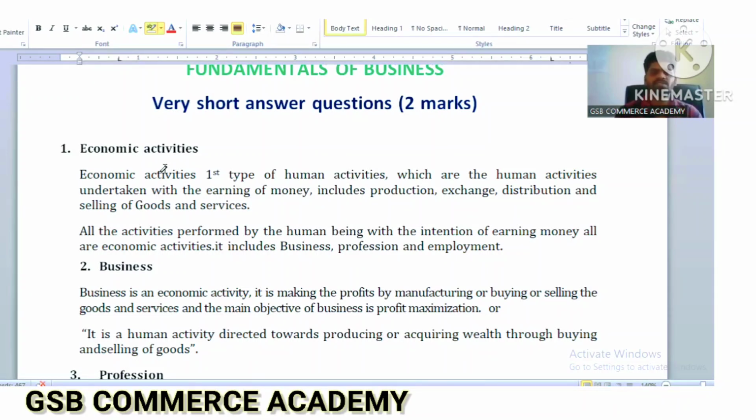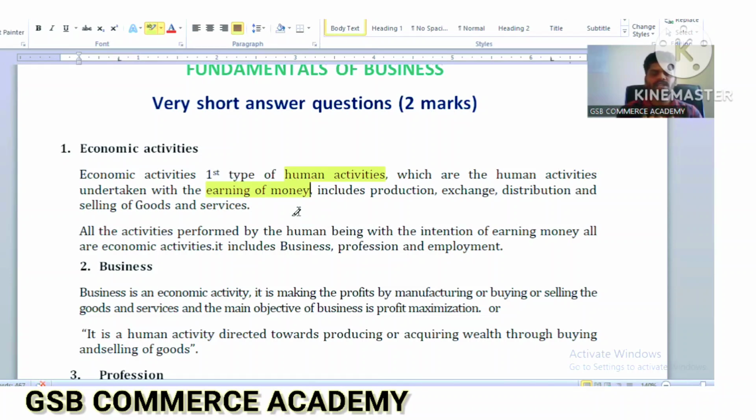Economic activities are the first type of human activities. Human activities are mainly classified into two types: the first one is economic activity and the second one is non-economic activity. Those human activities undertaken with the earning of money are called economic activities.